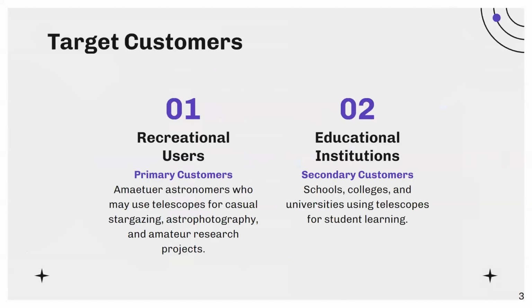Going over our target customers, our primary customers are recreational users who are amateur astronomers who might use the telescopes for casual stargazing, photography, and amateur research projects. Our secondary customers are schools, colleges, and universities who might use the telescopes for student learning.